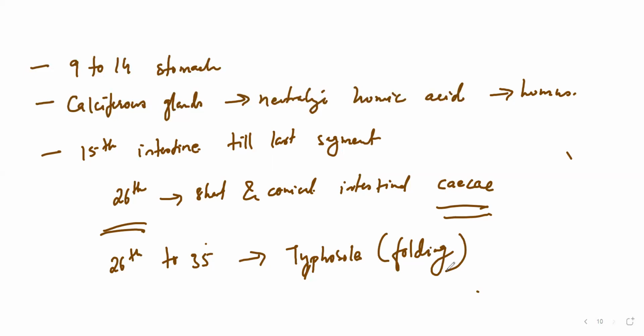Then after the alimentary canal, what will be present at the end? Obviously, for excretion there needs to be something, right? That is nothing but the anus. The alimentary canal will open into a small rounded structure, which is called the anus, right? So this is the internal structure.